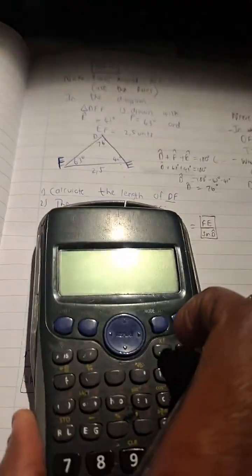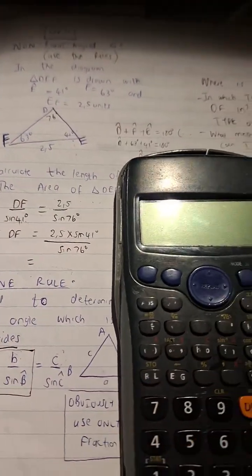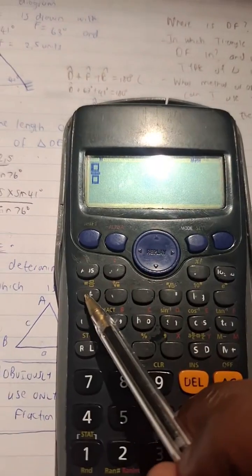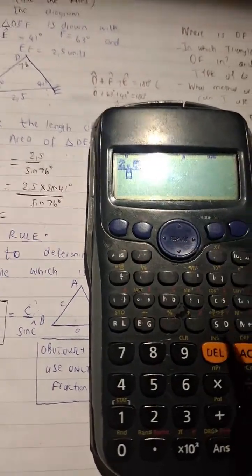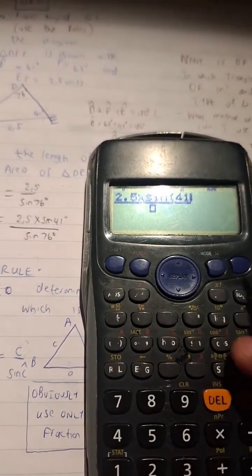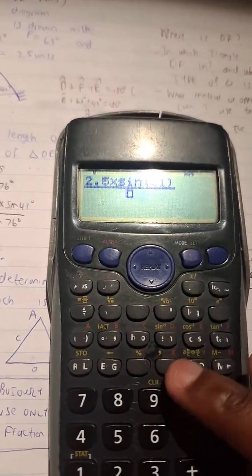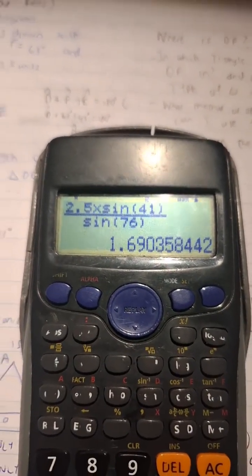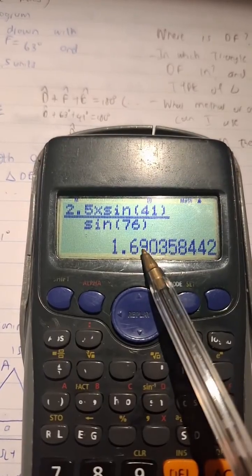We grab our calculator. Can you grab your calculator? There is my calculator. Grab it, put it on first. Press the fraction button. At the top we say 2,5, times by sine of 41. We close the brackets. We divide at the bottom by sine 76. We close there and press equals. There is the answer: 1,69, and we round off to 2 decimal places.